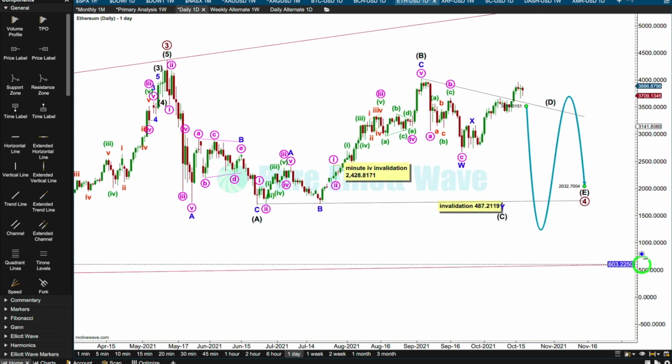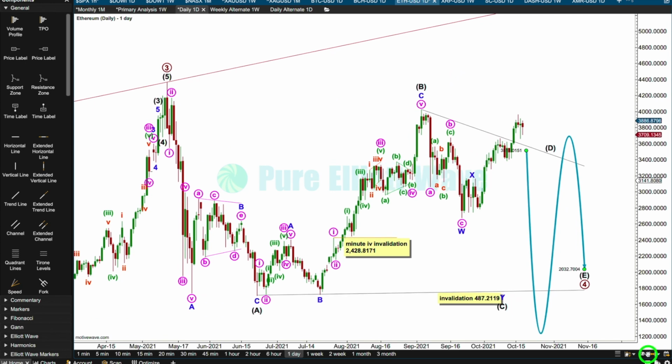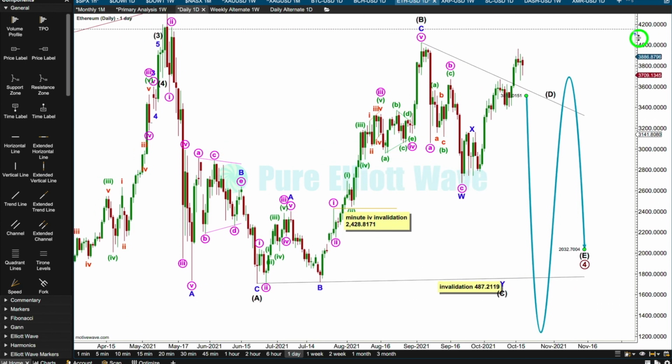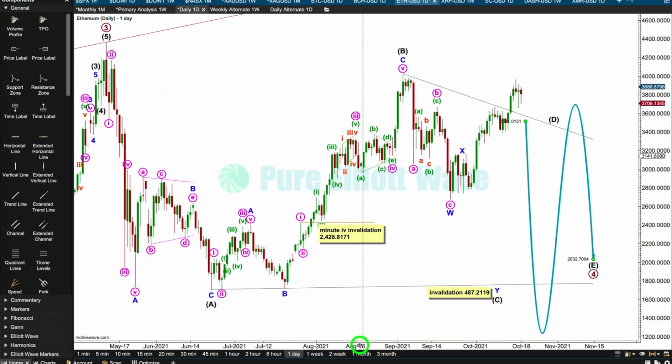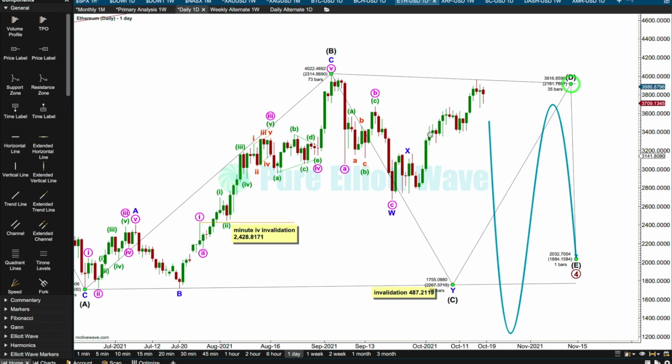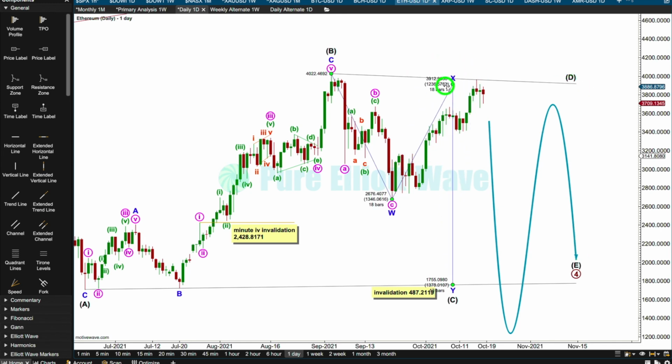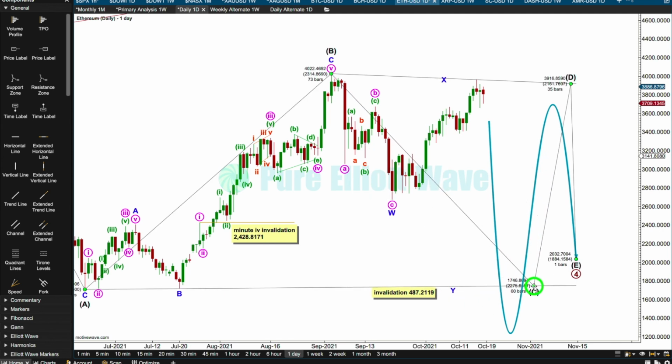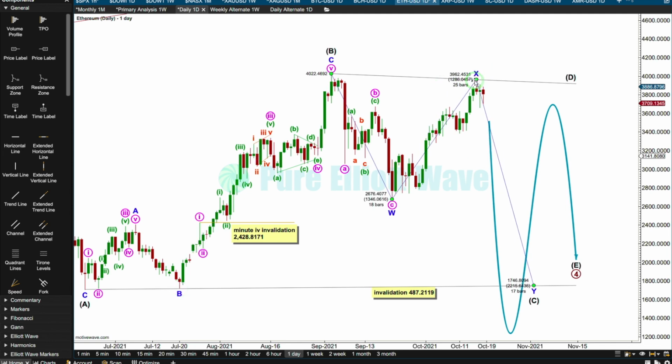Okay, let's expand this back out so I can see what's happening here. I'm going to expand this and focus on B and C. Okay, so if D is going to be here, C is going to sit along here. I want this to sit so that it sits here. This is too deep for X. I don't think this wave count's right anymore.